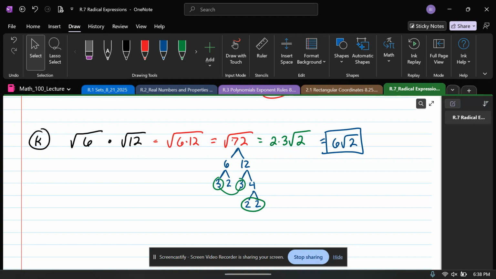So if there's things on the outside, you multiply those together. Things on the inside, you multiply together. But then you got to simplify after you do that. Or at least see if you can simplify.